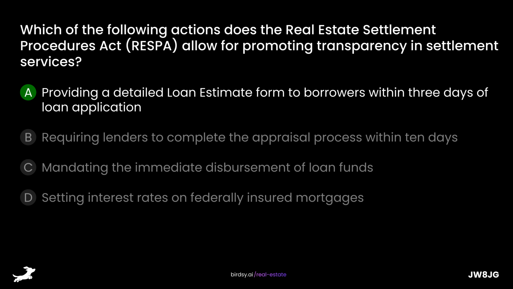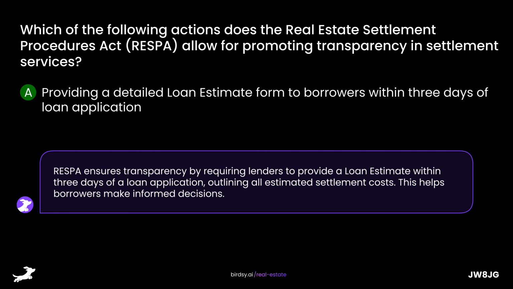The answer is A, providing a detailed loan estimate form to borrowers within 3 days of loan application. RESPA ensures transparency by requiring lenders to provide a loan estimate within 3 days of a loan application, outlining all estimated settlement costs. This helps borrowers make informed decisions.